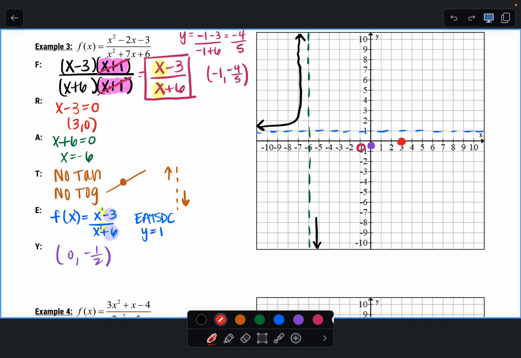Okay, so for the other one, our arrow is down. We have to go through the hole. We have to go through the y-intercept, through the x-intercept to the other horizontal.